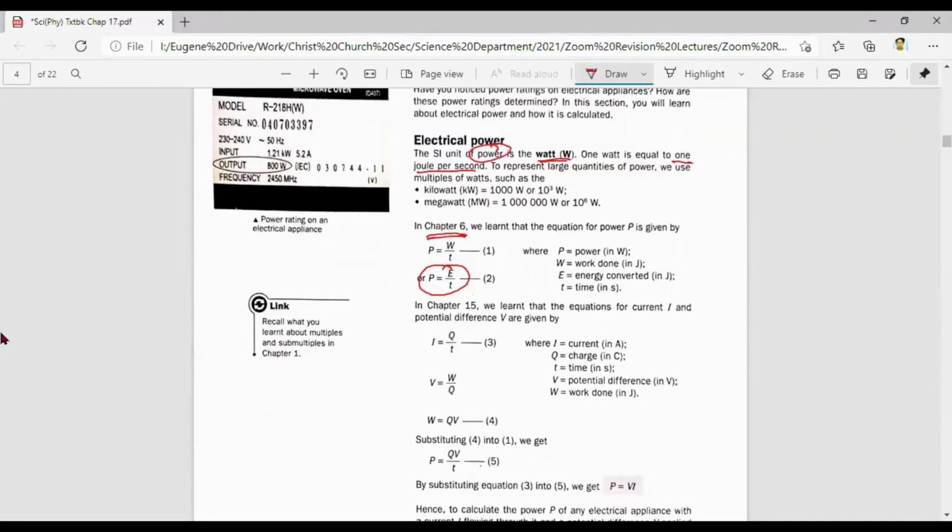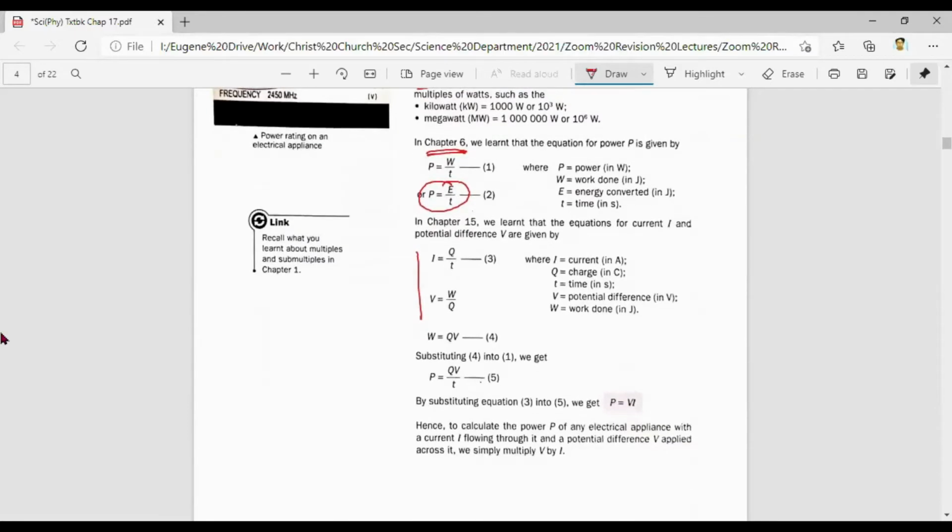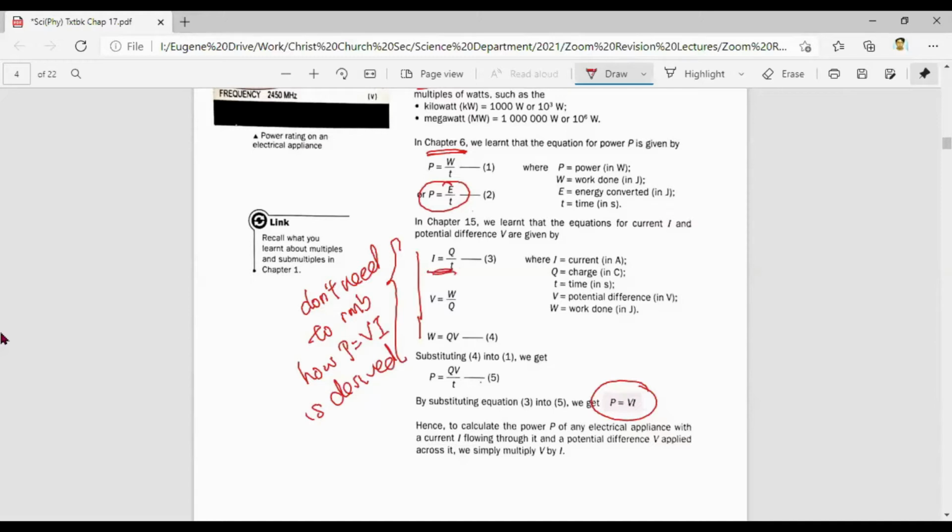In chapter 15, you learned these two different formulas. They rearrange it, they substitute it in, and they get this. Now, this whole part here, you don't need to memorize. Don't need to remember how P equals VI is derived. It's not that you don't need to remember these formulas. You need to remember them because they're in your current of electricity. What you don't need to know is how you get from P equals E over T all the way until here. The key idea is that when you combine all the formulas, you actually get P equals VI.